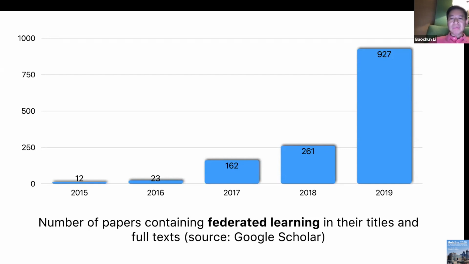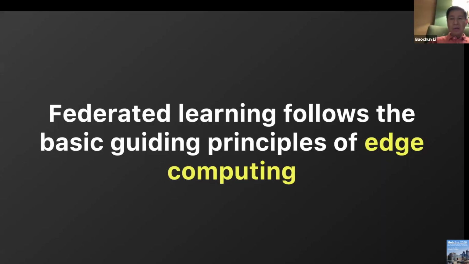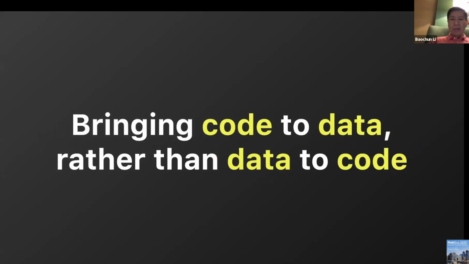This is mostly because federated learning is a research area that is between mobile computing and machine learning. So what we wanted to talk about today is some of the challenges and some of the things that we recently have done related to federated learning. And federated learning in general follows the basic guiding principles of edge computing. And it tries to bring code to data rather than bringing data to code.